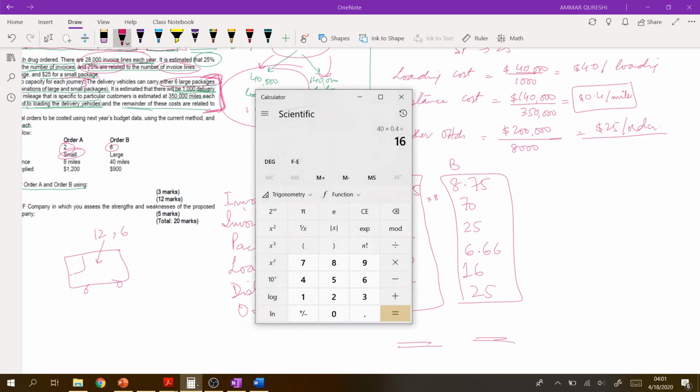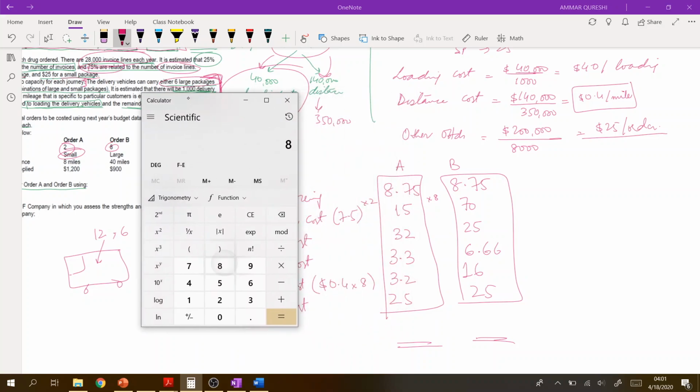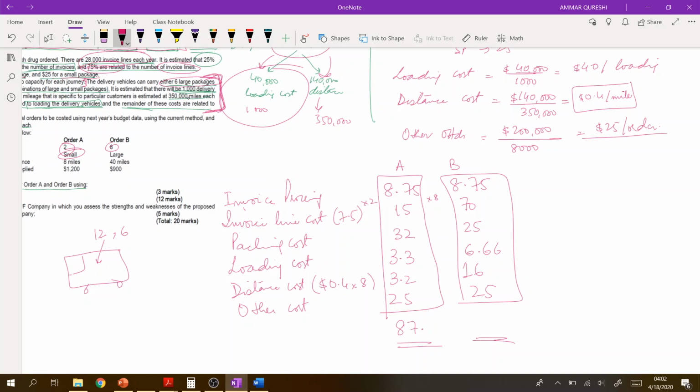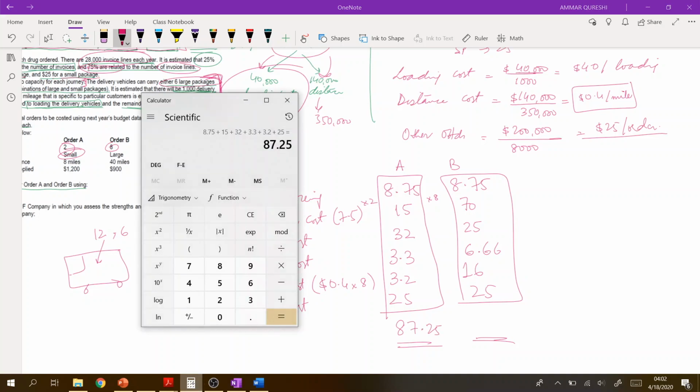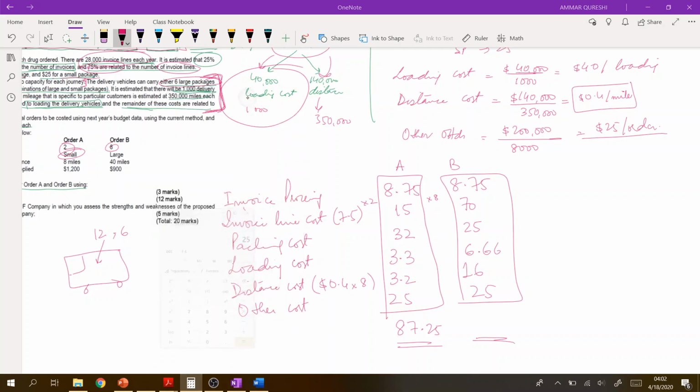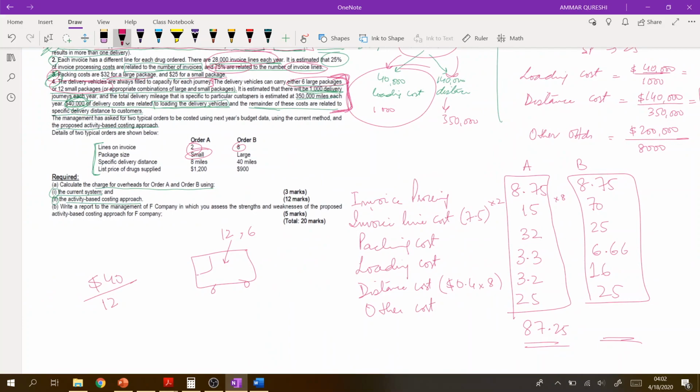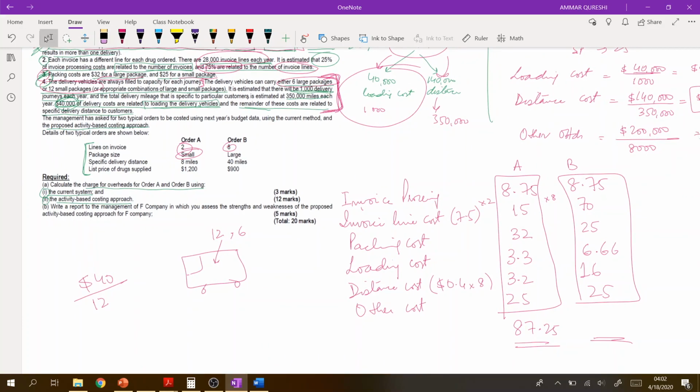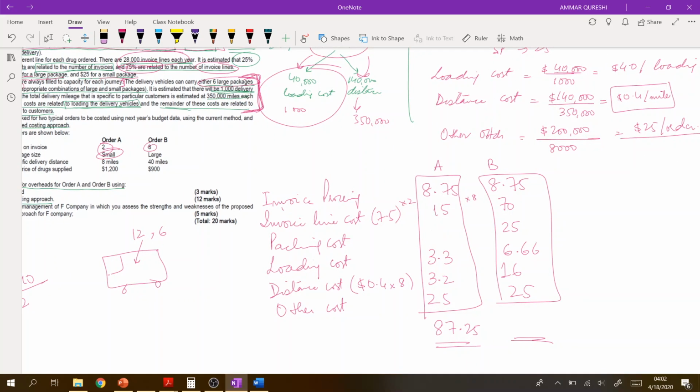So it will be 8.75 plus 15 plus 32 plus 3.3 plus 3.2 plus 25. That makes 87.25, right? And for product B, this will be 25. A was not the large package. A was a small package, sorry. So it's 25.